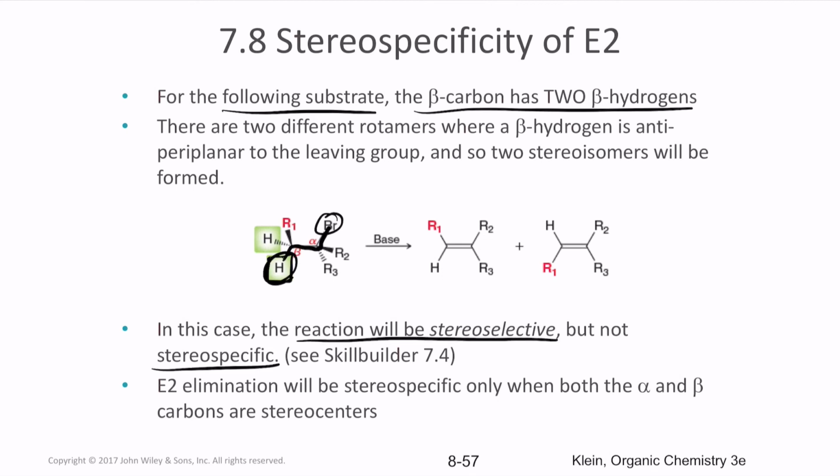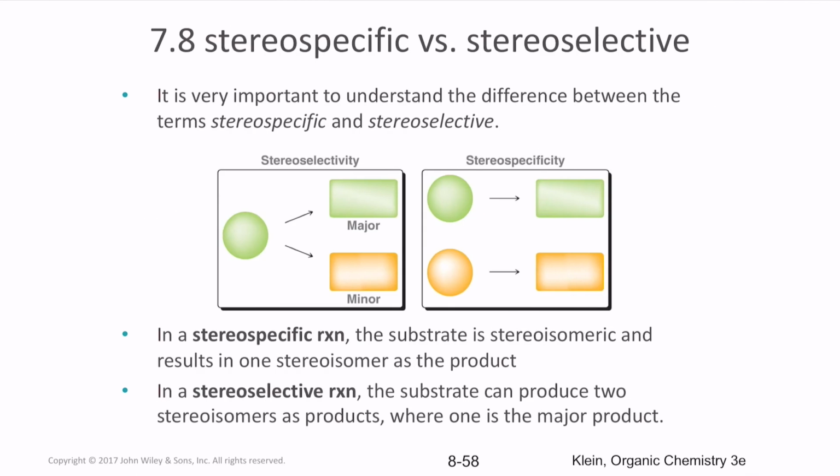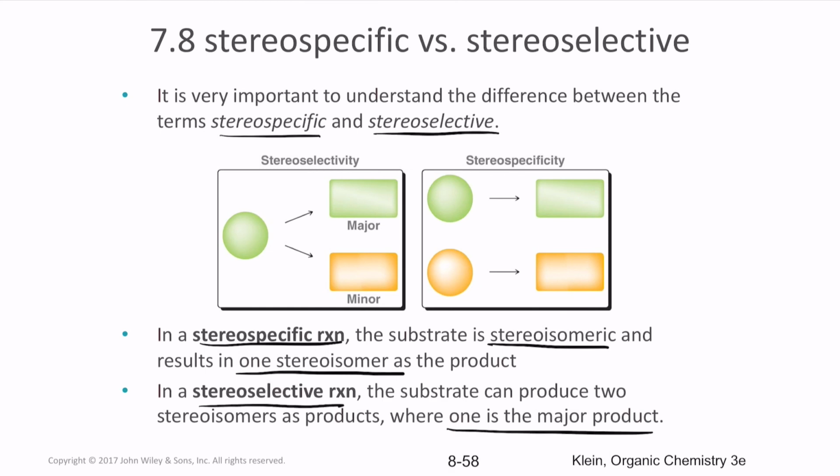Remember this difference. Stereospecific means that the reaction only occurs when it is in the anti-periplanar position. But stereoselective is when it chooses a particular proton to remove. When you have more than one, it chooses the one that's easy to remove. So it's very important to understand the terms stereospecific and stereoselective. In a stereospecific reaction, the substrate is stereoisomeric and the result is one stereoisomer as a single product. So you only get one product. In a stereoselective reaction, you get two products, one major and the other minor.